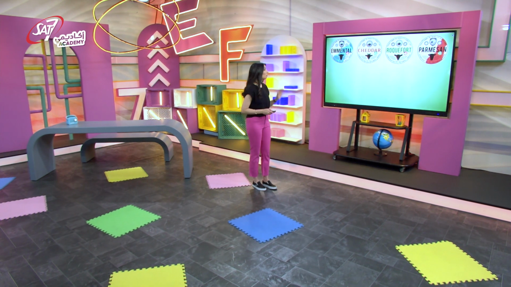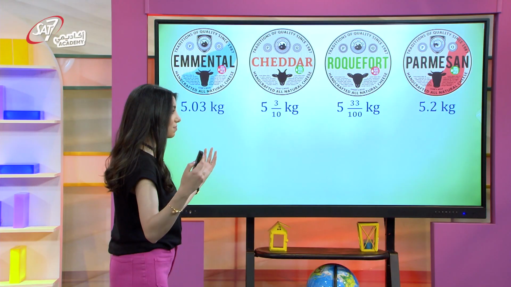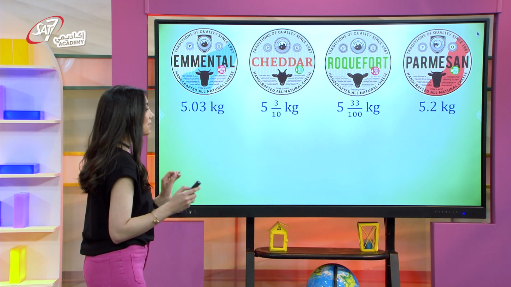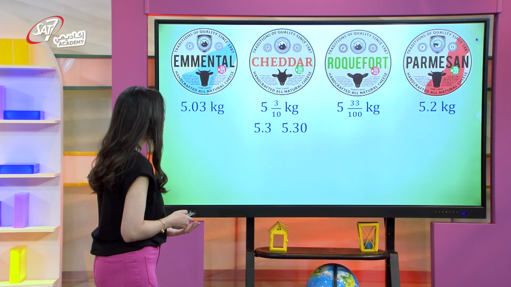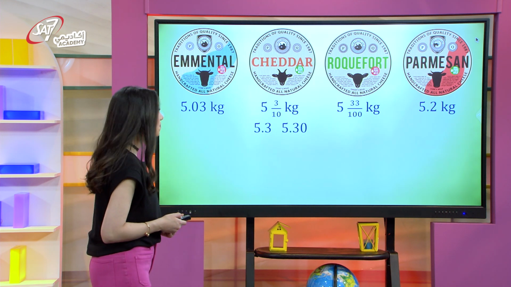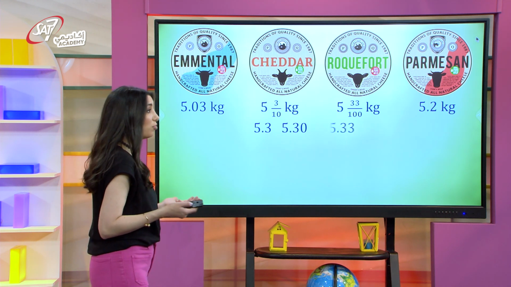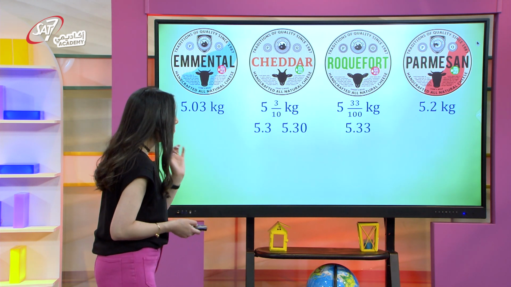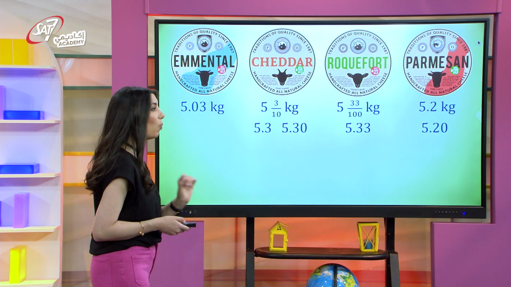Can you order the following amounts of cheese from least to greatest? First, let's transform all the fractions here into decimals. 5 and 3 out of 10 is equal to 5.3 or 5.30. 5 and 33 over 100 is equal to 5.33. And keep in mind that 5.2 is also 5.20.